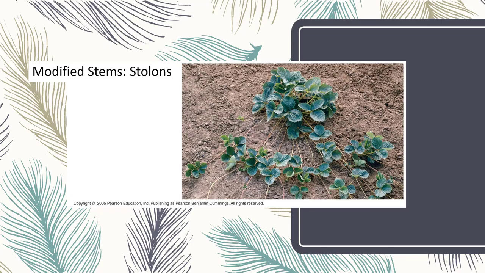There are numerous modified stems. This is stolons, and this is a strawberry. Most people are familiar with this, but these are stems that grow along the ground and produce massive stems, and they root in place. This happens with red twig dogwood and ajuga, which is on our broadleaf evergreen list.